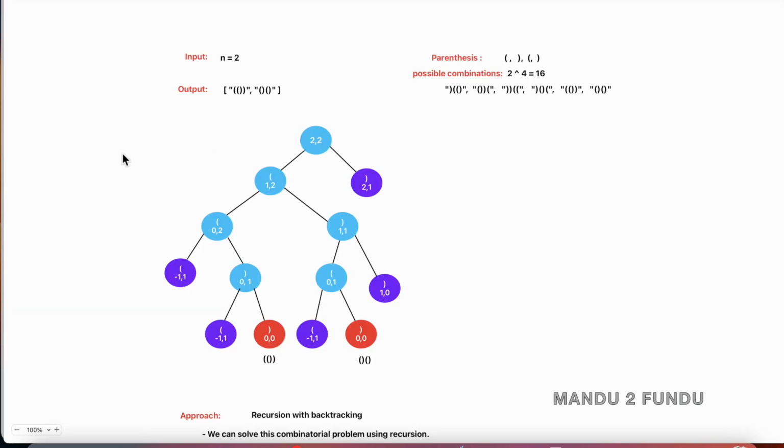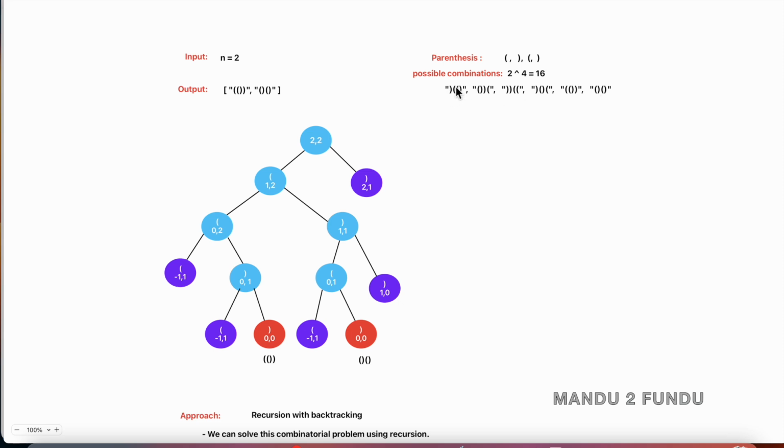Let's look at the approach to solve this problem. For this input, the number of parentheses pairs is 2. So that means in total we can have 4 parentheses. Using these 4 parentheses, we can generate 2 to the power 4, 16 possible combinations of these parentheses. These are some of them.